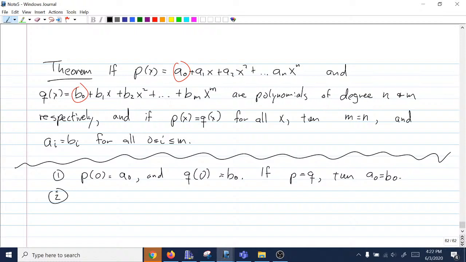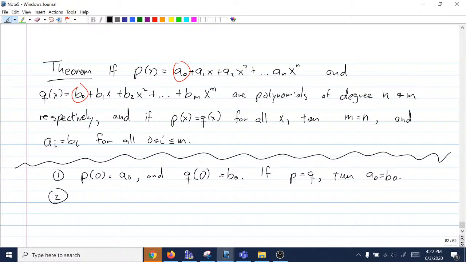So plugging in 0 lets me eliminate all these other terms and just isolate one of the coefficients. This is a way to get information about the coefficients from information about the values of the function at the points. Now I want to think about a derivative.